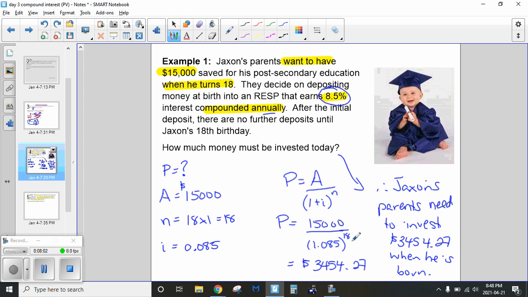So you can play with that and say, what happens if the exponent was 13? What if we didn't start saving until the kid was 8 or 10 or 12? So you're just shortening up how many compounding periods there are, and that is going to require a bigger and bigger principal.